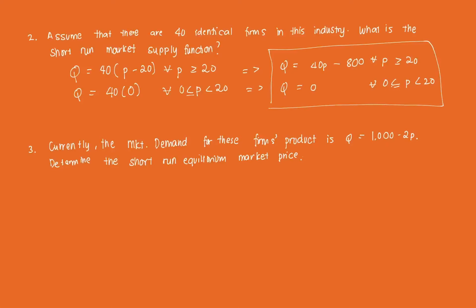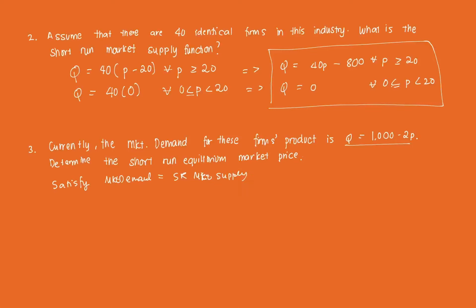Next we are asked: we know that the market demand for these firms' product is this function here, Q is equal to 1000 minus 2P, and we want to determine the short run equilibrium price. Remember, the short run equilibrium market price should satisfy that the market demand equals the short run market supply. So we just equate the two.